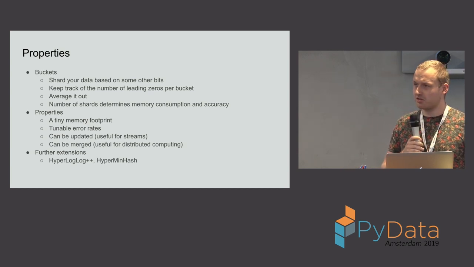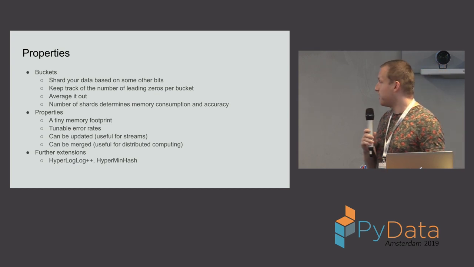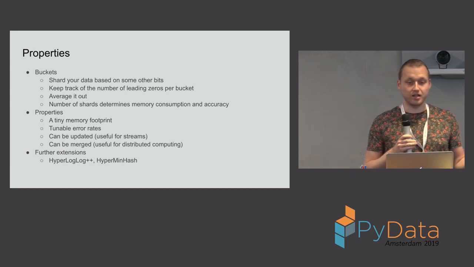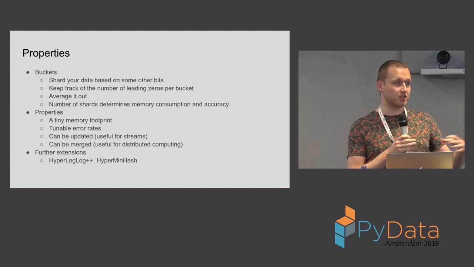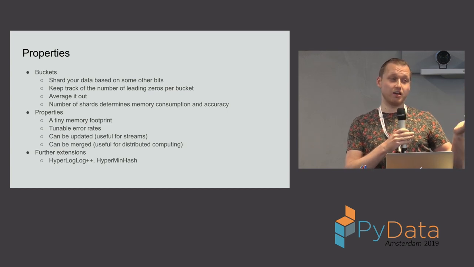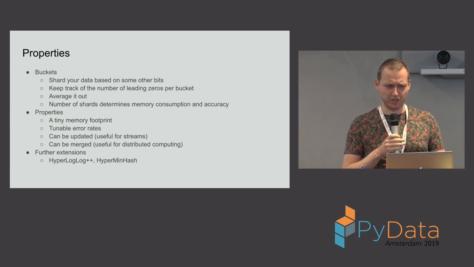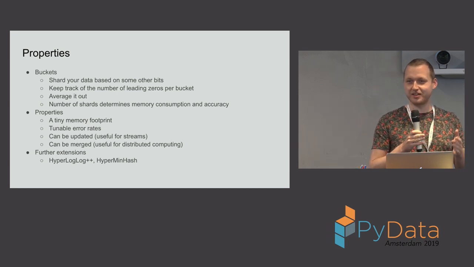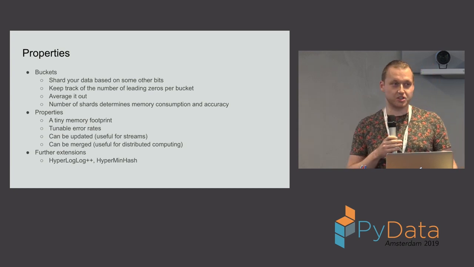Then there's a few bias correction constants, and that's it. And the number of shards, or number of buckets, determines how accurate it's going to be. Usually you'd use like 2,000 buckets, but since you're only tracking the number of bits, which you can save in less than a byte, it only takes 2 kilobytes to save this amount of information. And newer implementations are actually just using like 6 bits to track the maximum, because that's all you need. But that's just implementation detail.